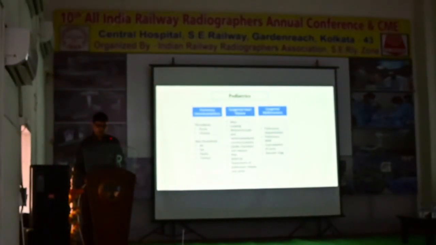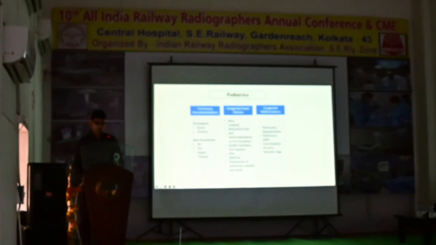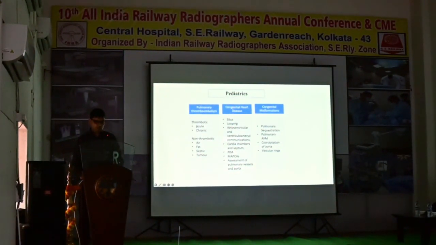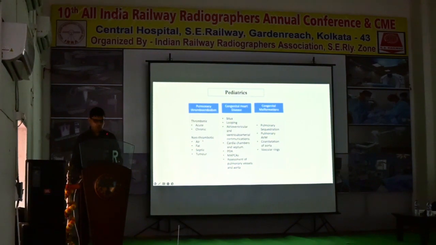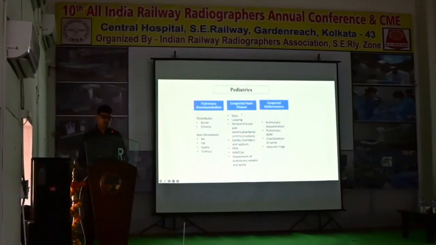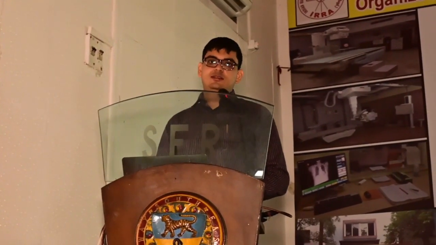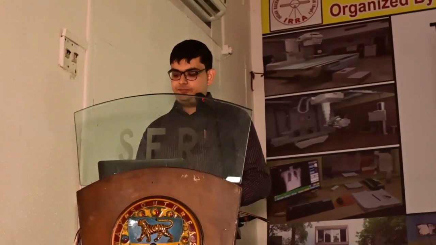In pediatric age group, again, one of the biggest indications of CT pulmonary angiography is to look for pulmonary thromboembolism. Thrombotic, it can be acute or chronic. Non-thrombotic, mainly air, fat, septic and tumor embolism. Another big domain of CT pulmonary angiography is the congenital heart disease in pediatric age group. This I will not be going into much detail because this will fall under a separate topic. Now I will be discussing a couple of adult cases of CT pulmonary angiography.